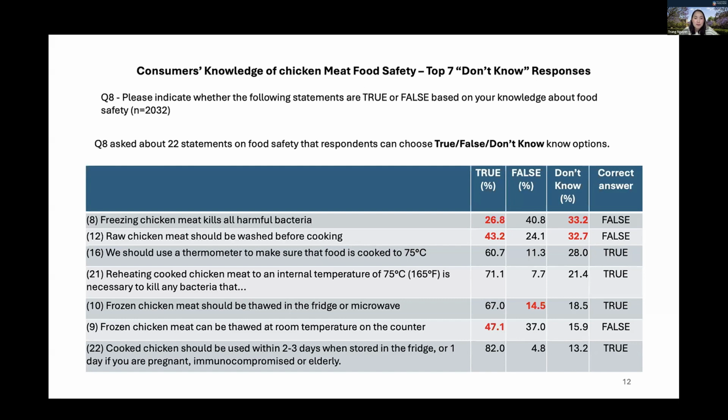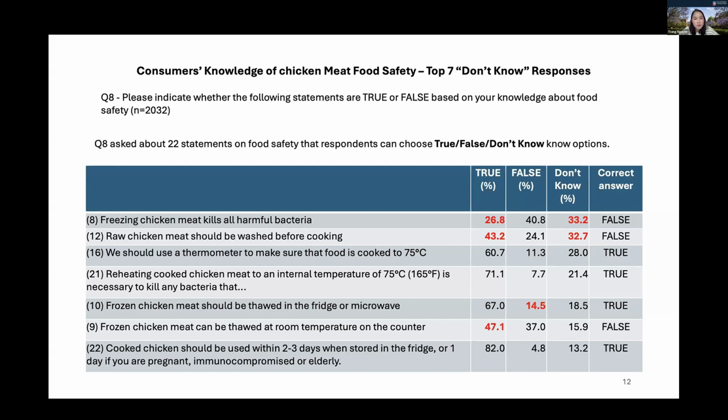We've got washing chicken meat. Raw chicken meat should be washed before cooking. More than 40% of people say true, it should be washed. And 32% of our respondents do not know if this is true or false. In food safety, we don't recommend this because it can pose the risk of cross-contamination, and the juices from chicken could be splashed to other surfaces and contaminate other food. And actually, washing chicken meat does nothing to improve food safety. Only cooking it to 73 Celsius degrees would kill bacteria.